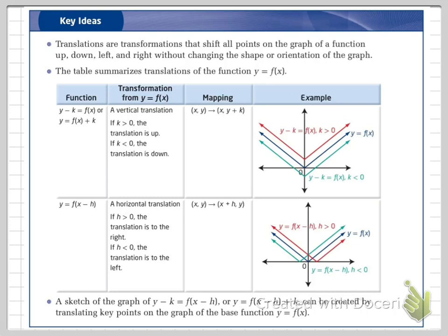A sketch of the graph of y - k = f(x - h), or y = f(x - h) + k, can be created by translating key points on the graph of the base function y = f(x). This is a good time to just take a few minutes, play with some numbers in your calculator, and see how a horizontal and a vertical translation works for different functions.